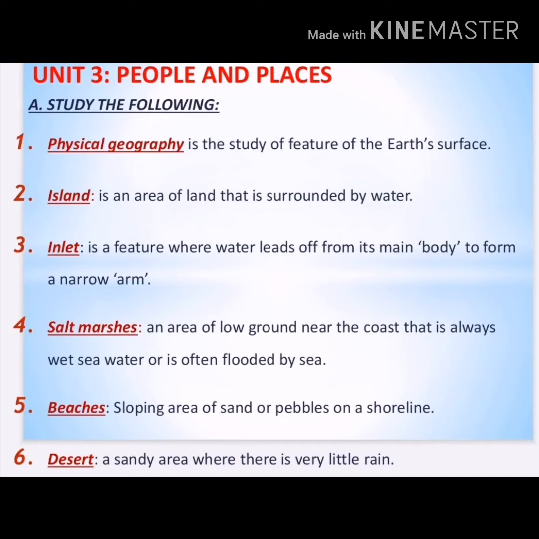This is the study of features of the Earth's surface, the way the Earth looks, whether it has mountains, it has valleys, it's plain or plateau. That is what we call physical feature.